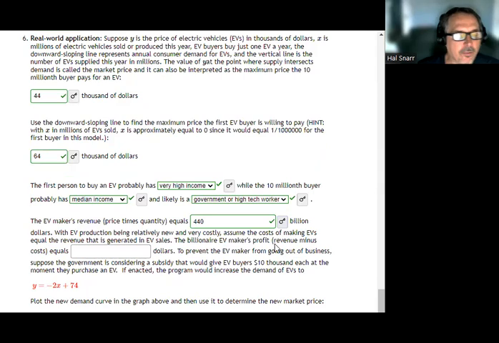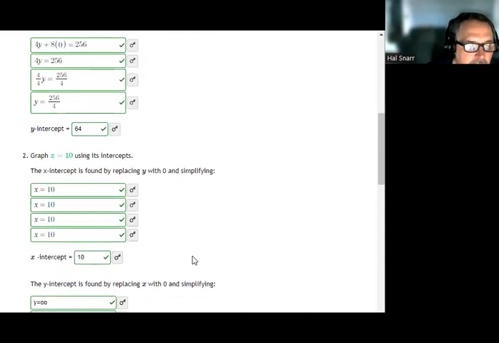Okay. Now, with EV production being relatively new and very costly, given how new it is, we're going to assume the cost of making EVs equal the revenue that is generated in EV sales. So that means the billionaire EV maker profit is zero, because they just started out. They haven't streamlined their production yet. So the profit is zero.